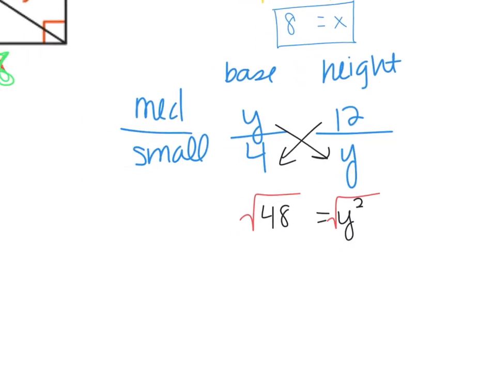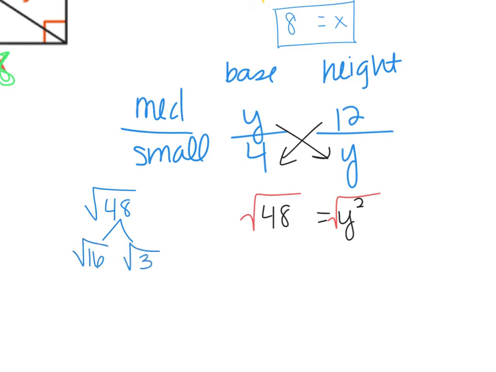Is 48 a perfect square? No, it's not, so we have to break it up. So remember the square root of 48. What perfect square will go in there evenly? Need a second, pause the video, try to figure it out on your own. It is the square root of 16 times the square root of 3.